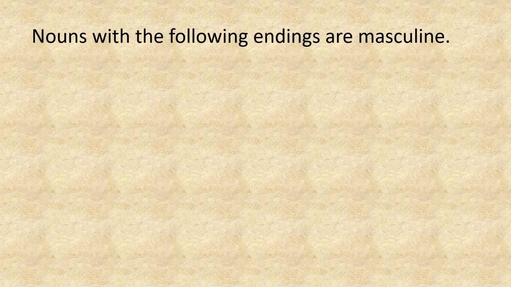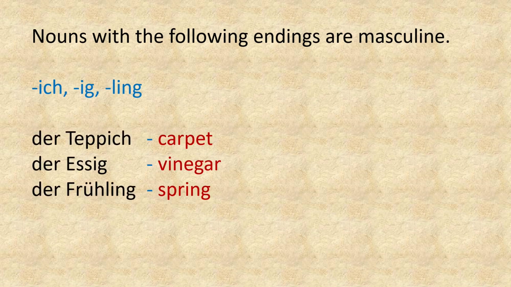Nouns with the following endings are also masculine: ich, ig, ling. For example, der Teppich, carpet; der Essig, vinegar; der Frühling, spring. Now let us see feminine nouns.